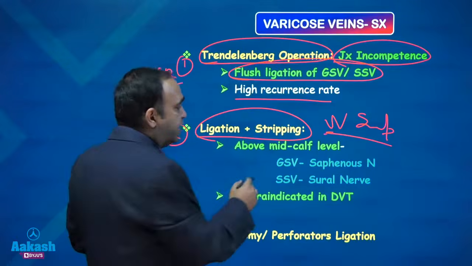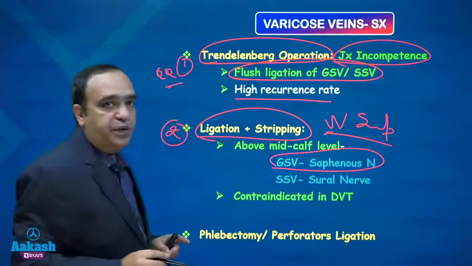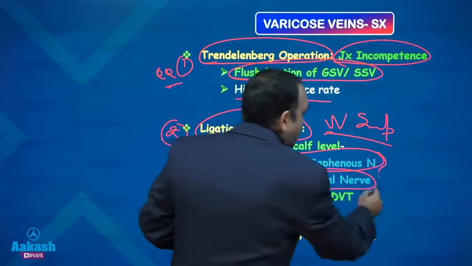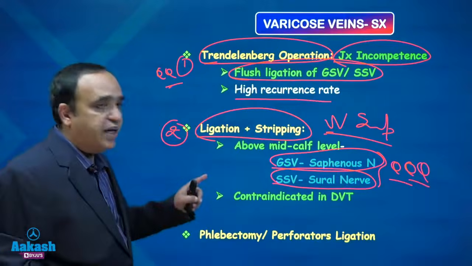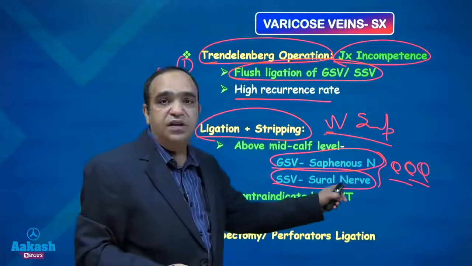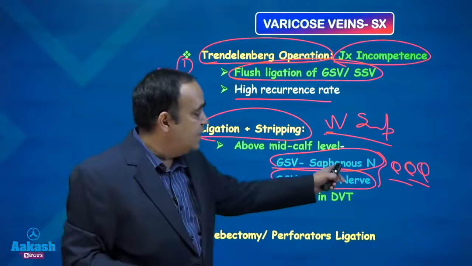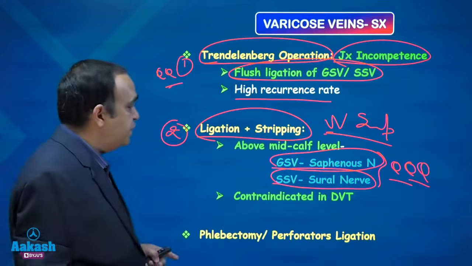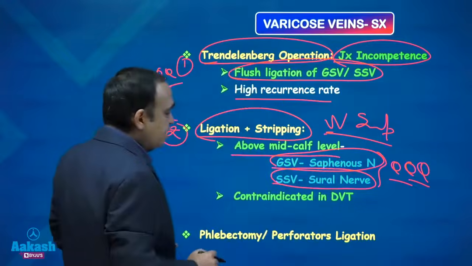What is the reason for that? In the lower part of the leg, great saphenous vein is closely accompanied by saphenous nerve, and short saphenous vein is closely accompanied by sural nerve. Remember this, the most potential question from this entire video. Great saphenous vein is accompanied by saphenous nerve, short saphenous with sural nerve. So if we do stripping in the lower leg, it can cause injury to these nerves, and the patient can have long-standing neuralgia, post-operative severe pain. These are cutaneous nerves. So stripping is done only till mid-calf level.